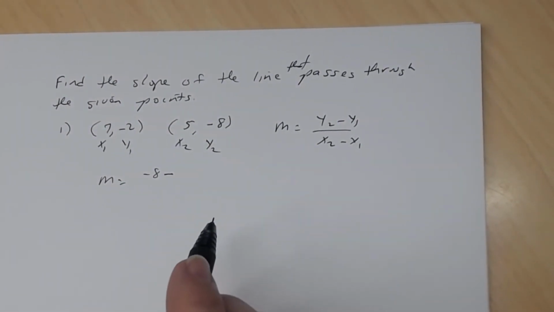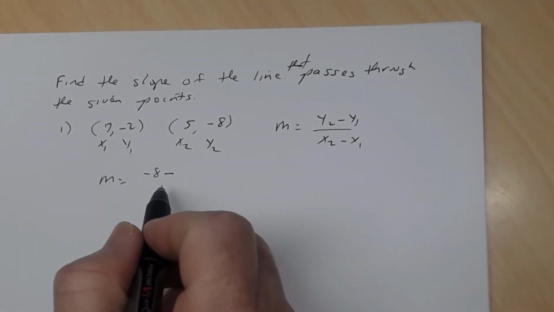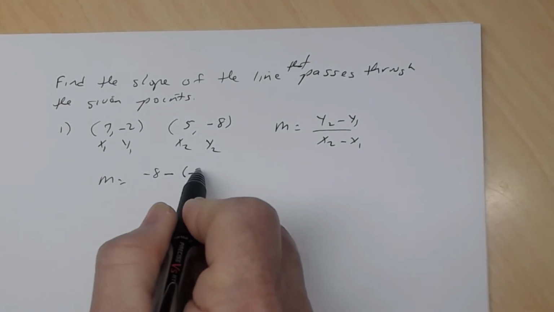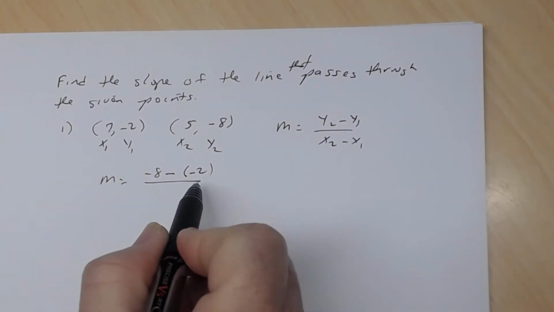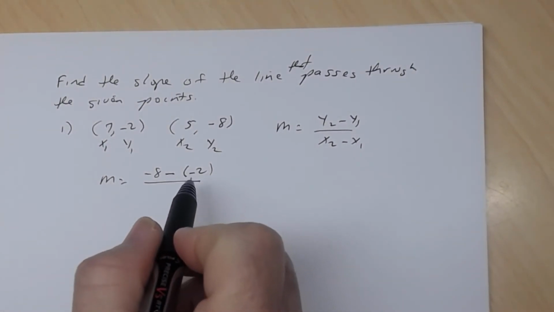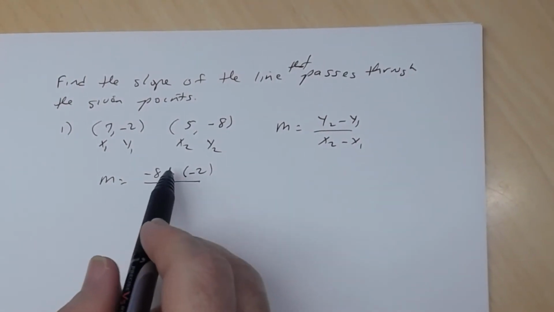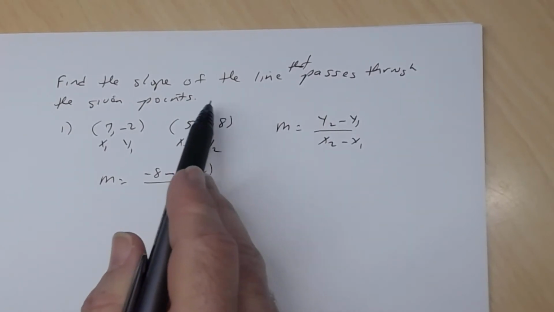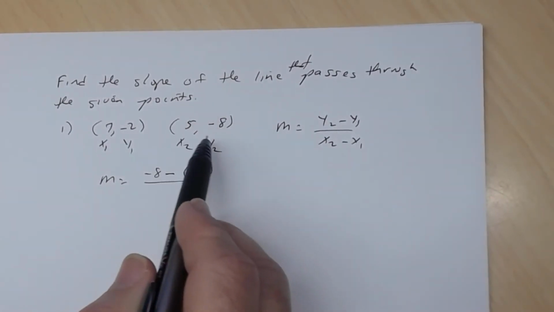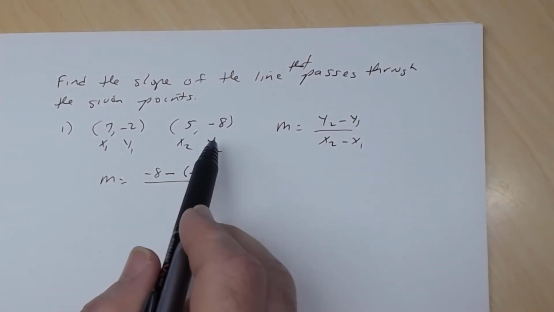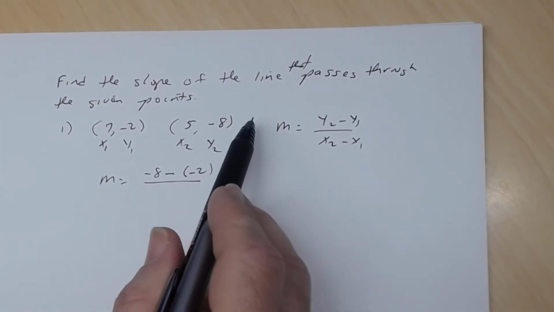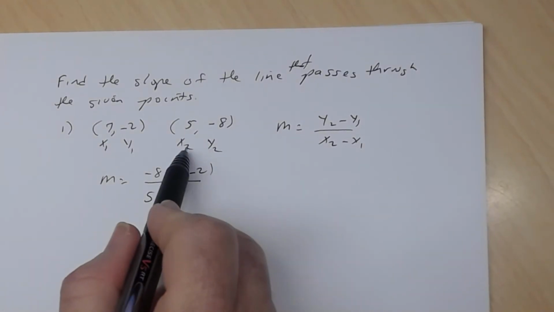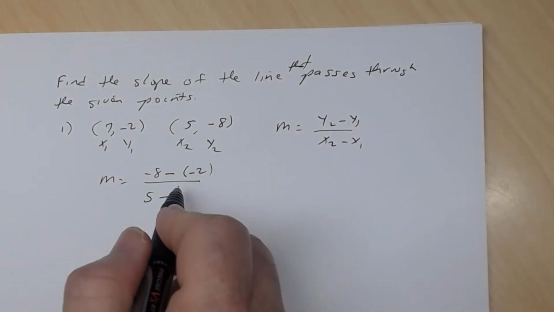All right, so y2 subtract, remember, it's always subtract y1, and y1 is -2. Notice I put -2 in parentheses so I don't mess this up. Then the denominator: since I started with y2, since I started with this point here, I have to start with this point here. So since I start with -8, I have to start with 5. So 5 subtract x1, and x1 is 7.